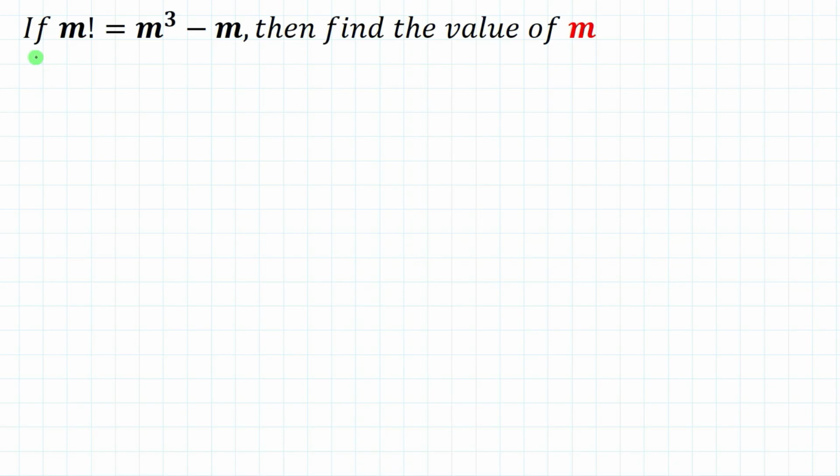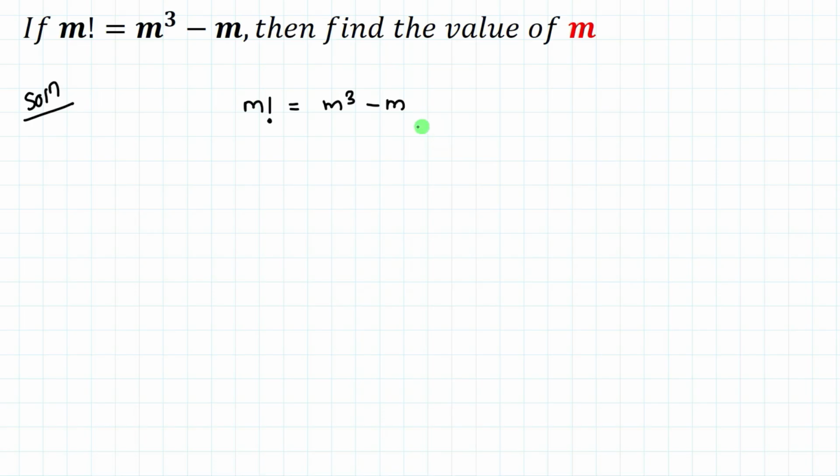In this video, we're going to solve this interesting factorial equation. Here we are given: if m factorial equals m cube minus m, then find the value of m. So we need to find the value of m from this given equation. Without any delay, let's get started. What we have is m factorial equals m cube minus m.